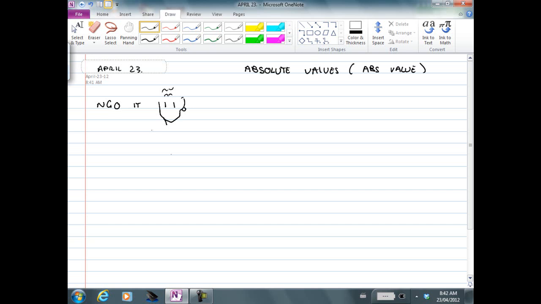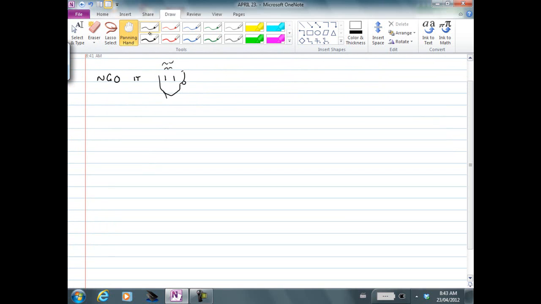So, back in, I'm thinking grade 6, is when you guys were first introduced to absolute values. Till then, you haven't done anything on absolute values. Now, the symbol for absolute value really are these 2 vertical bars. That's the symbol.